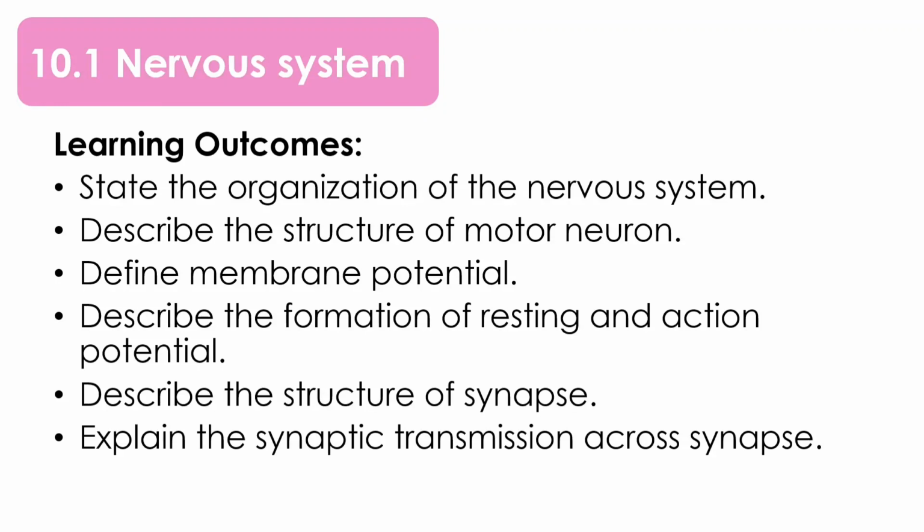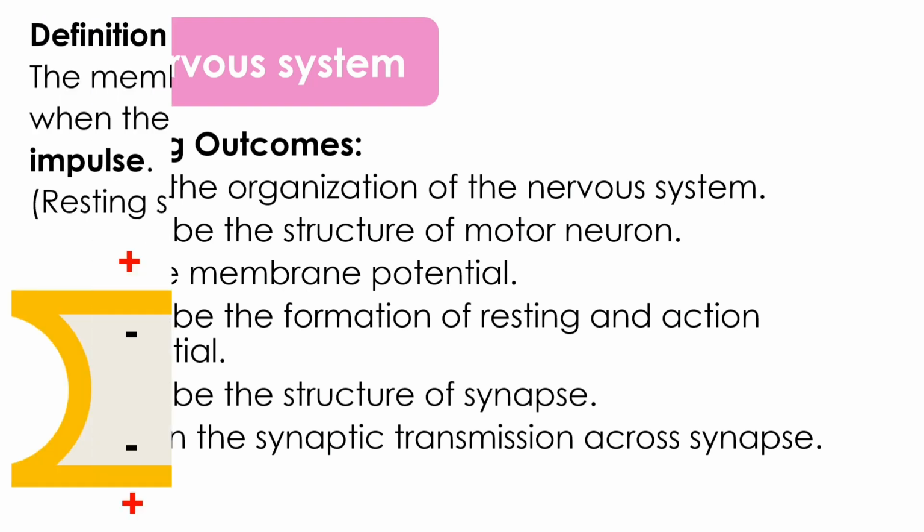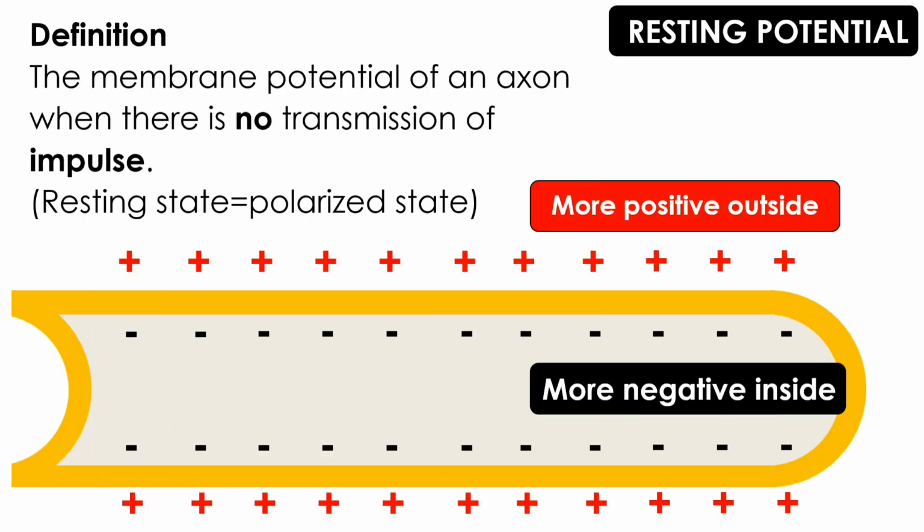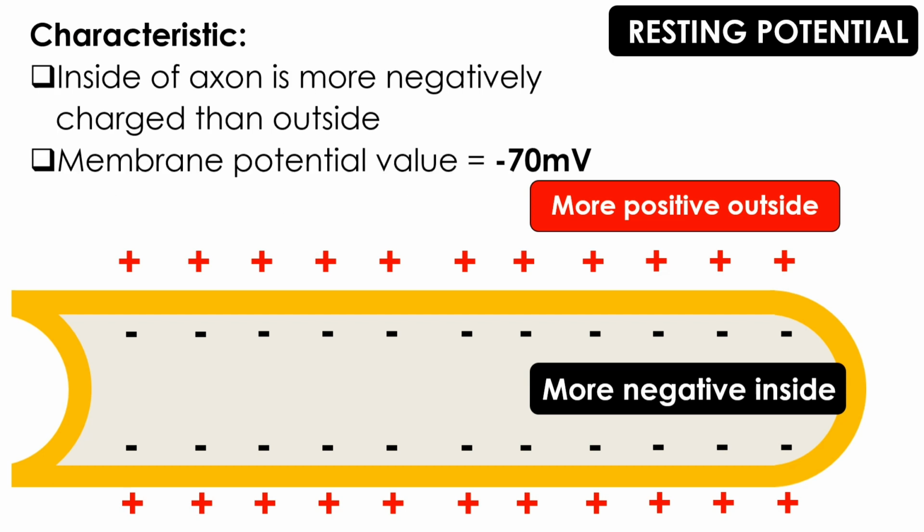In this video, we will describe the formation of resting potential. Resting potential is the membrane potential of an axon when there is no transmission of impulse. At resting potential, the membrane of the axon is said to be polar, whereby the inside of the axon is more negative compared to the outside of the axon.